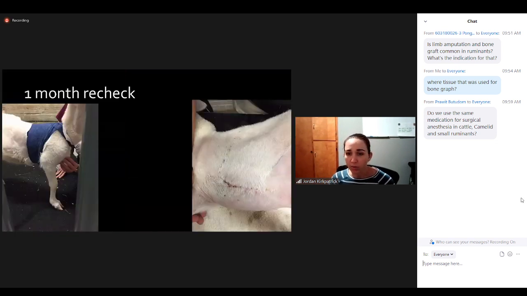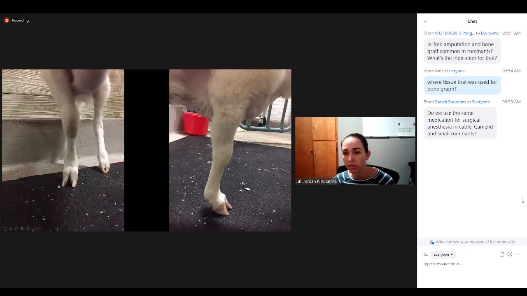At her 1-month recheck, her incision looked great, but we could already begin to see changes in her support leg. You can see the space between her claws is a little bit wider because, again, all of her weight on the front of her body is just on this leg. You can see it's placed underneath her a little bit more, and she's getting a bit of an angular limb deformity, and her fetlock is starting to drop.